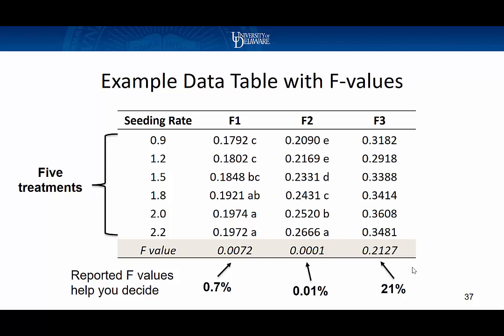For us, we're never going to get up here and say it's okay. We always like these really low values so we can be certain of the difference that we're looking at. So this one, 0.7%, 0.01%, there's a difference. This one, at this point, it couldn't find a difference, 21%.